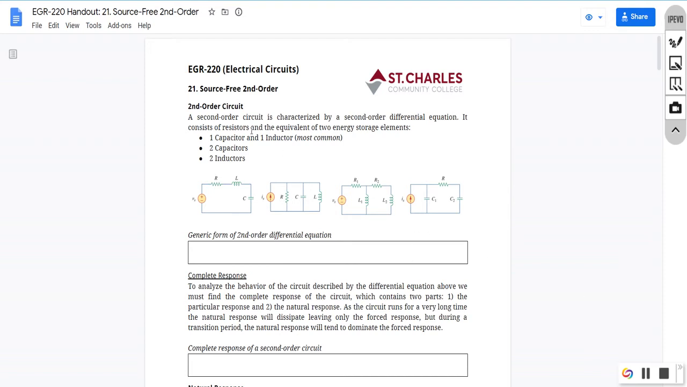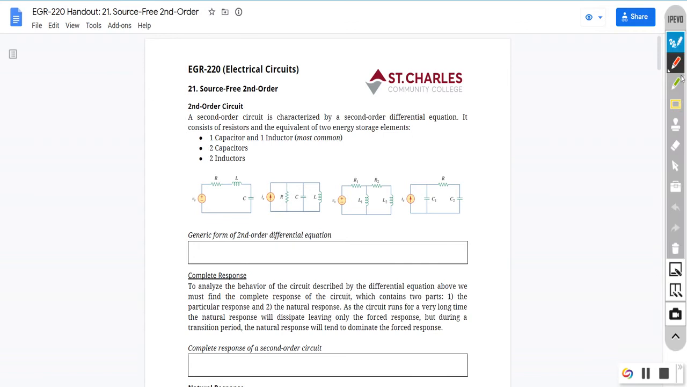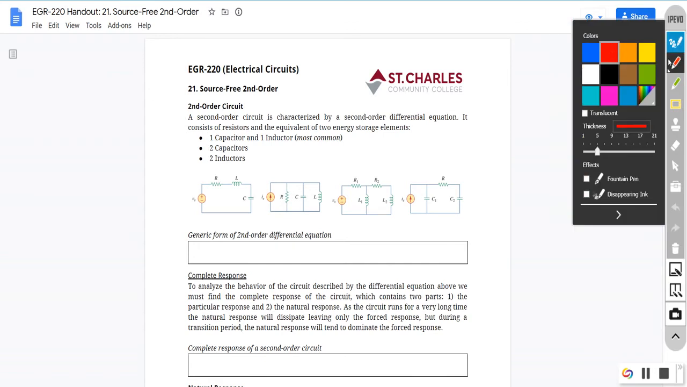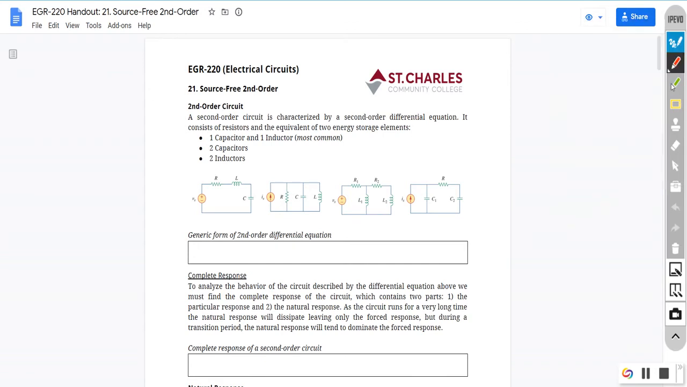So a second order circuit is one that has two energy storage elements. Previously we only had one element, but now we can have capacitors, inductors, two of them, one of each. The most common type are these two RLC circuits. They'll either be in series or in parallel, and there are other variations of this.